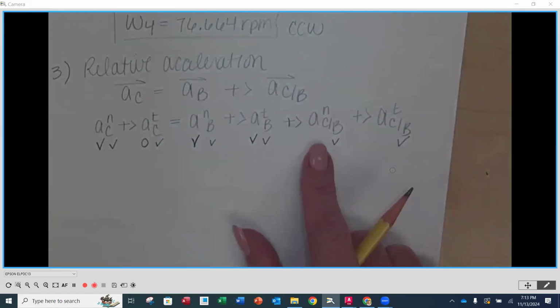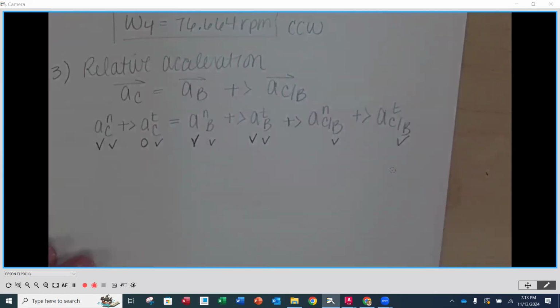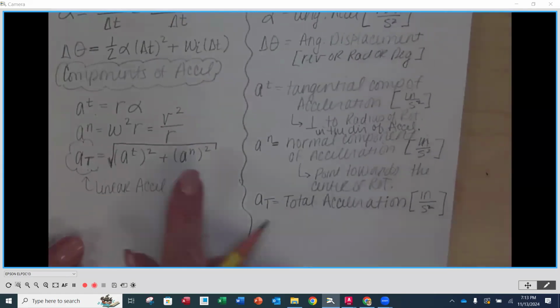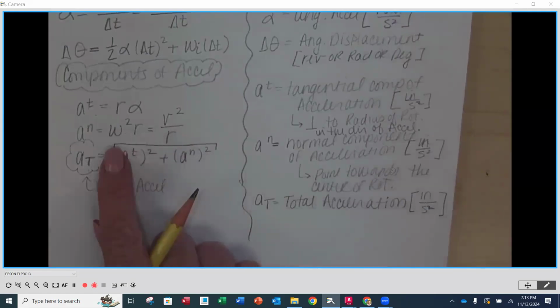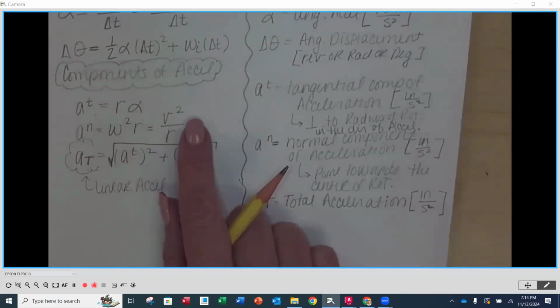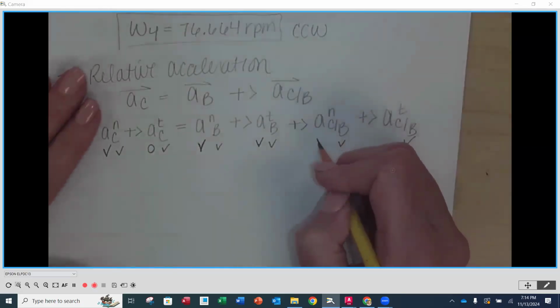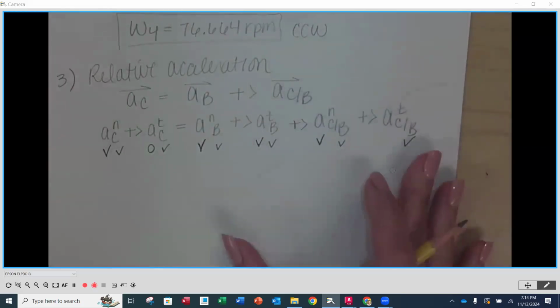Normal C relative to B. So we go back here. We have these two options. Now, we don't know the angular velocity of link number 3 because we're on that relative link now. That's the link that connects points C and B, which is link number 3. We don't know W3, but we do know the velocity of C relative to B, and we know the length of that link. So we can calculate the normal magnitude there as well.